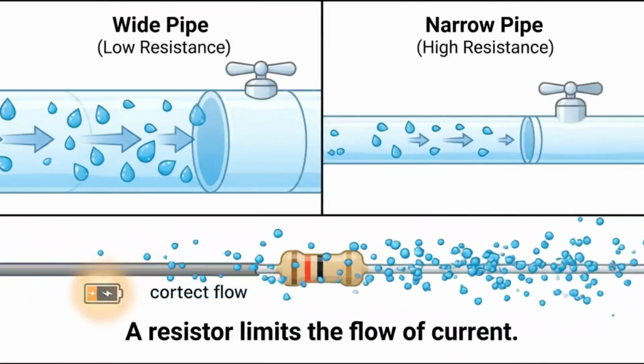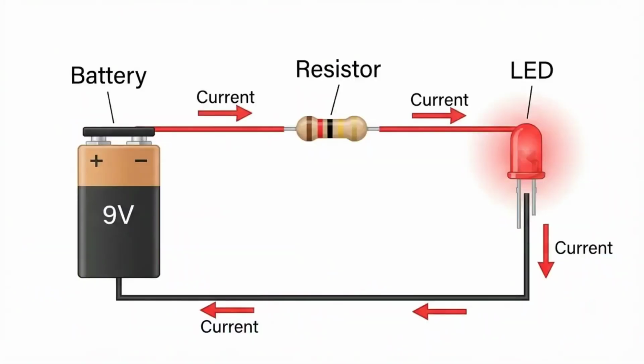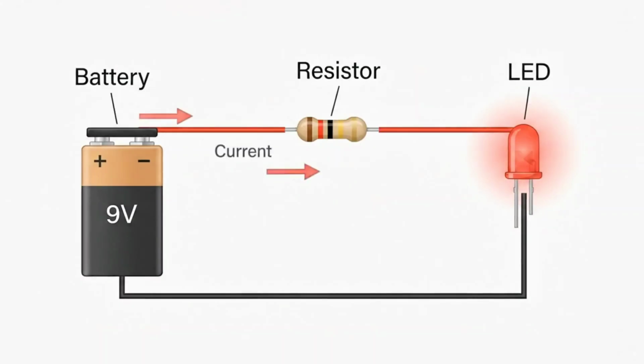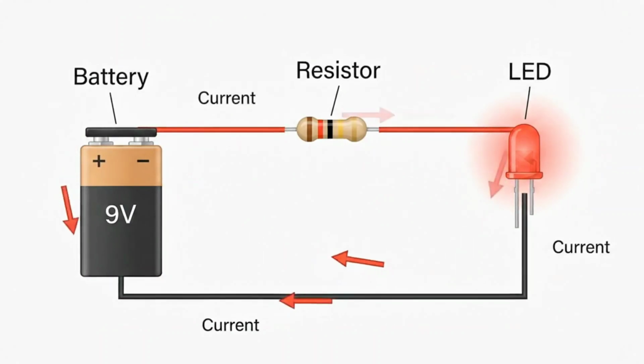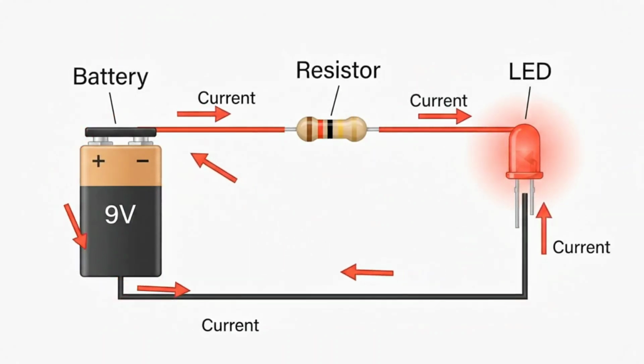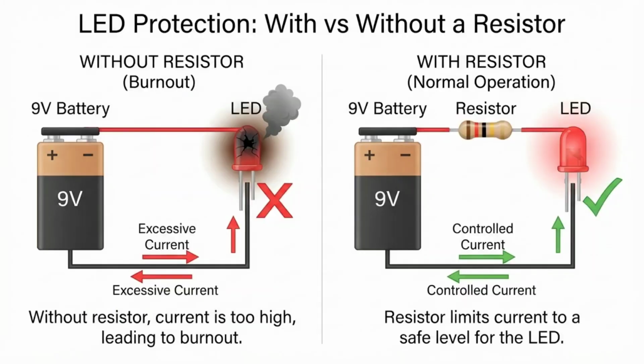Now you might wonder, why do we need resistors? Suppose you connect an LED directly to a battery. Too much current may flow through the LED, causing it to become very hot and eventually burn out. If we place a resistor in series with the LED, the resistor limits the current, allowing the LED to glow safely and last much longer. This is why resistors are called protective components.